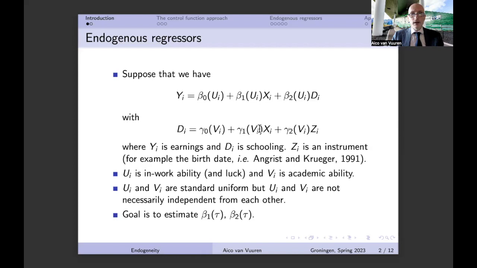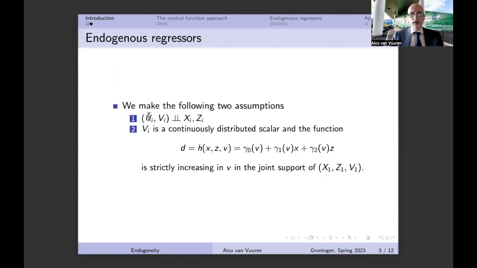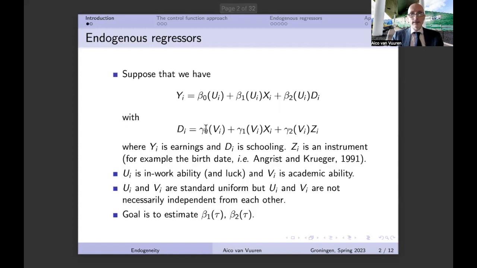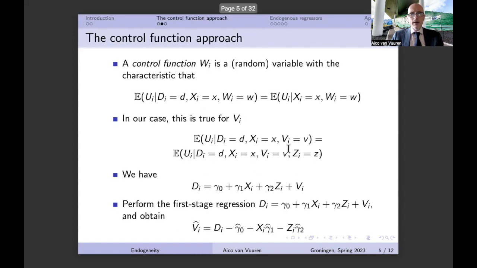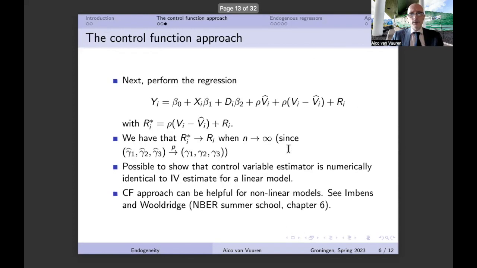Apart from that, we have made a couple of assumptions. First of all, we have assumed that u and v are independent from x and z, and we have defined this function h(x, z, v), which was nothing else than the right-hand side over here. What was also assumed is that this function, whatever the right-hand side is going to be, is increasing with respect to this v. That was the model that we have looked at so far, and now the question arises: how can we actually estimate it?